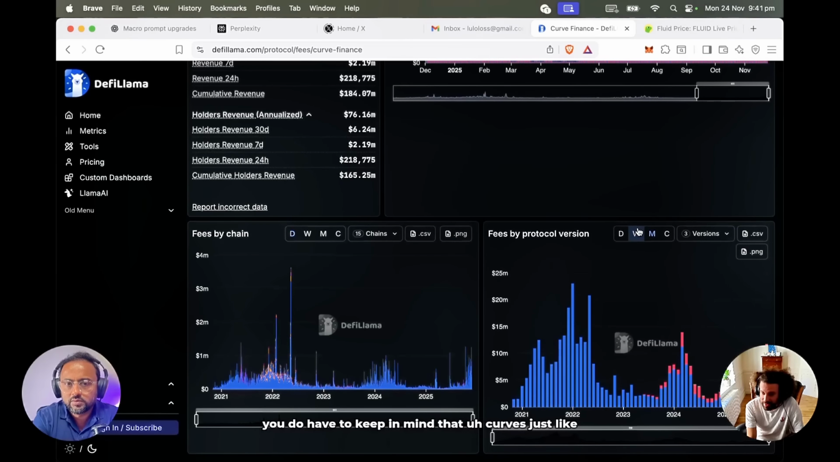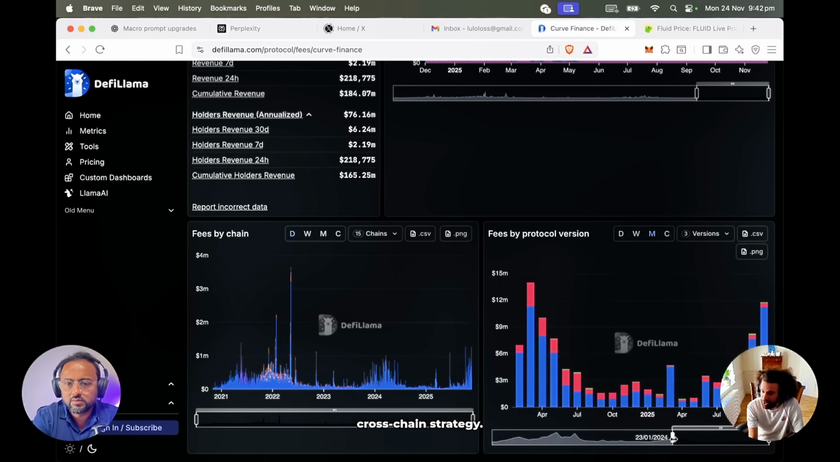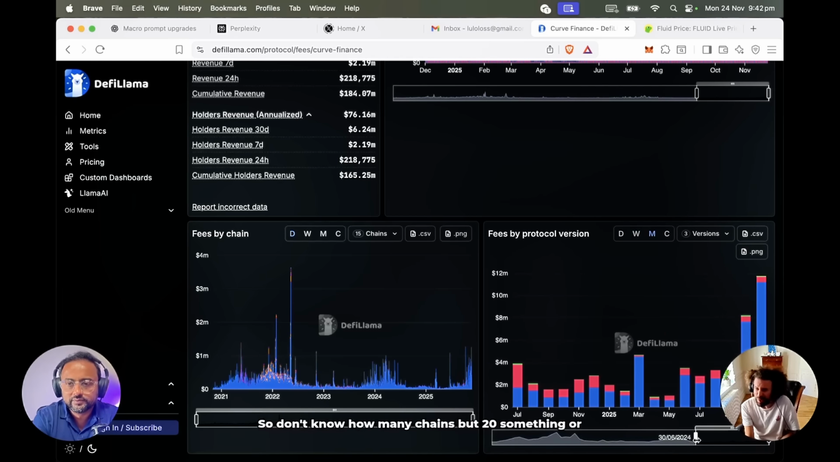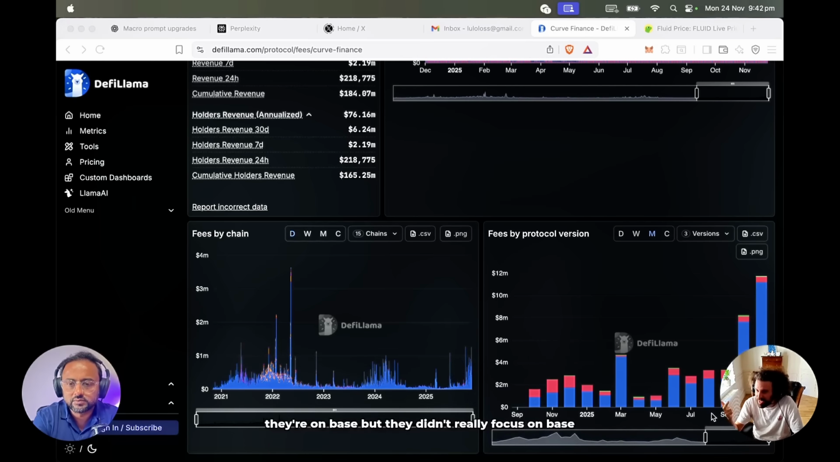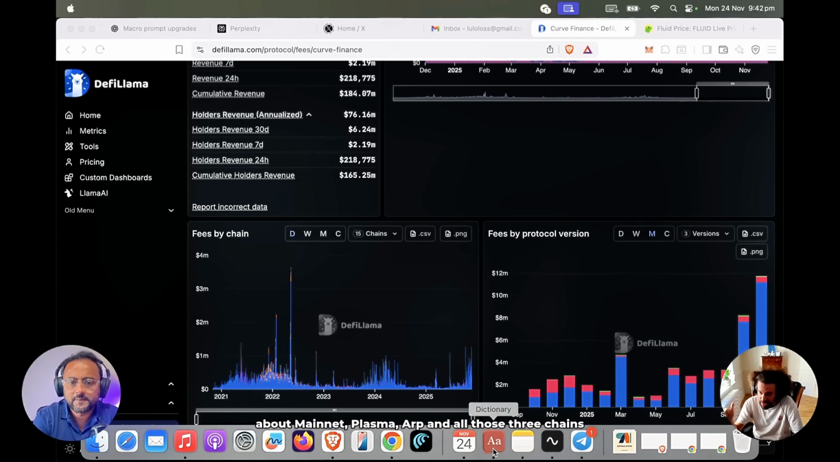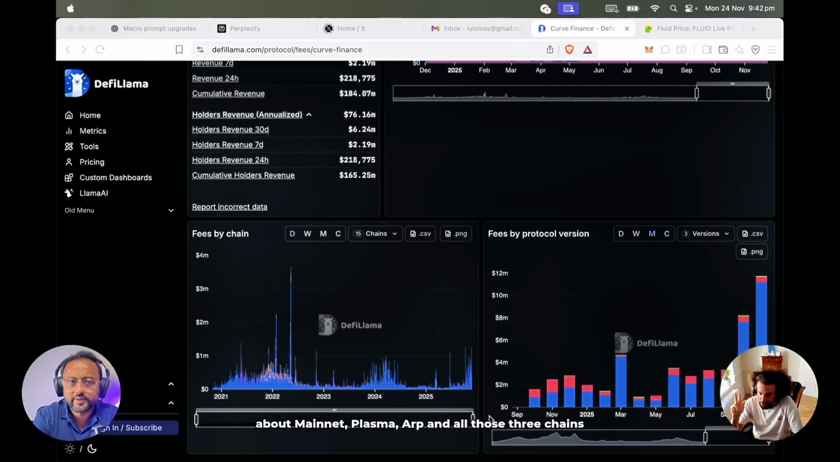You do have to keep in mind that Curve, just like Uniswap, really went spray and pray with their cross-chain strategy. I don't know how many chains, but 20-something. Versus, as we were saying, Fluid is mainnet, Arbitrum. They're on Base, but they didn't really focus on Base because of Aerodrome, and Plasma. So Fluid is really 3 chains that they actually care about: mainnet, Plasma, Arbitrum. And on all those 3 chains, they obliterated the stable volume. They are way above anyone else.